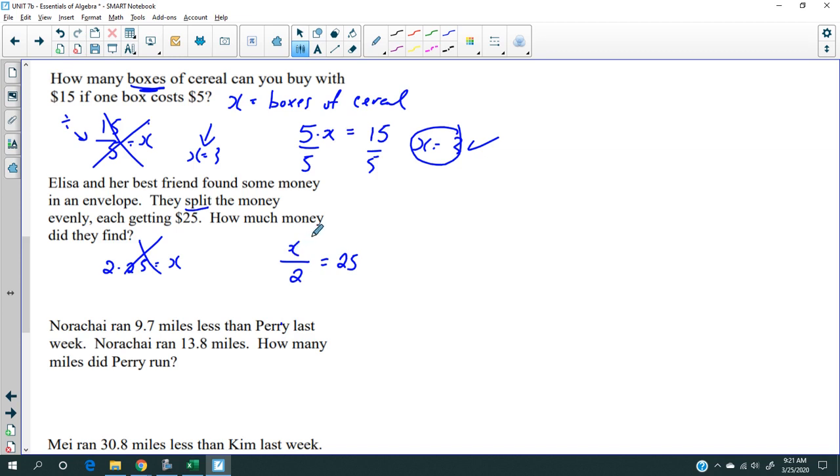You found this money in an envelope. You split between two people. Now you got 25 each. Okay? So you do that, right? Nothing new. $50. Okay. All right.